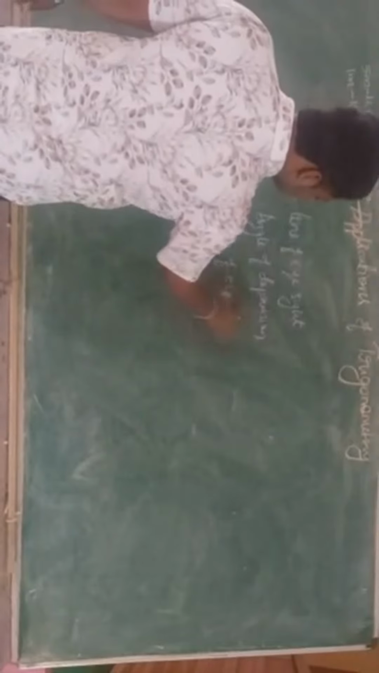Okay? Yes, sir. So what are the important concepts in applications of trigonometry? Very simple. Here we are going to learn line of eyesight, angle of depression, and angle of elevation. So what is line of eyesight?